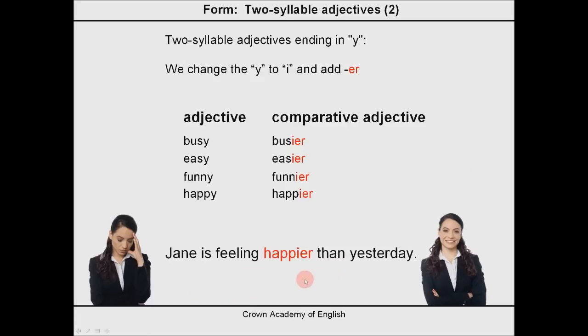Jane is feeling happier than yesterday. Okay?